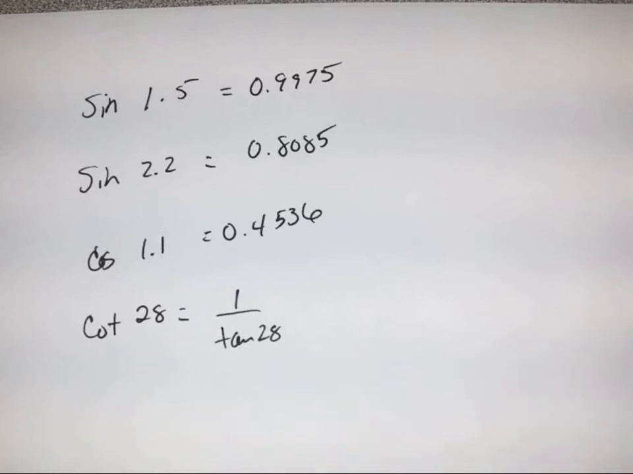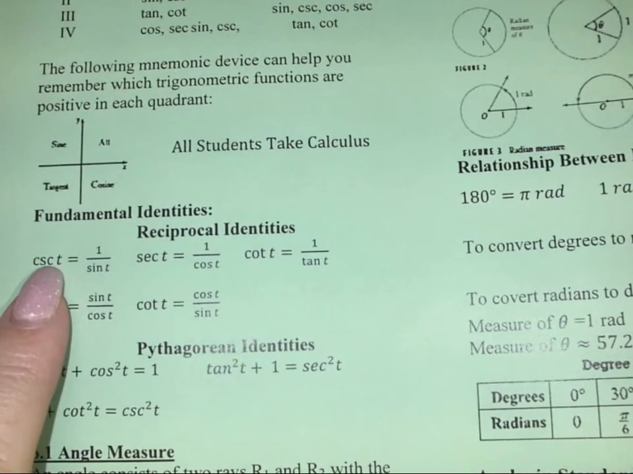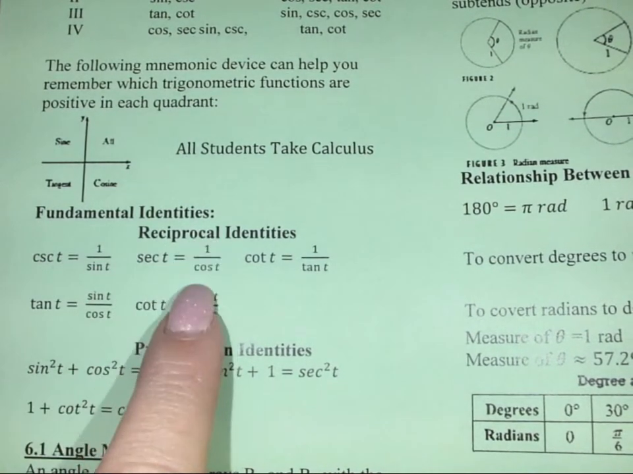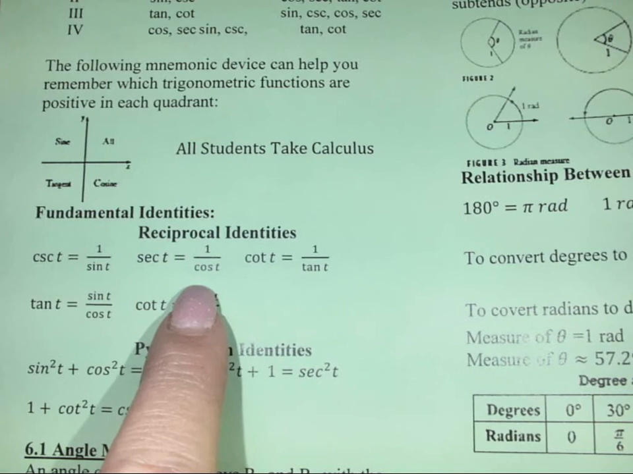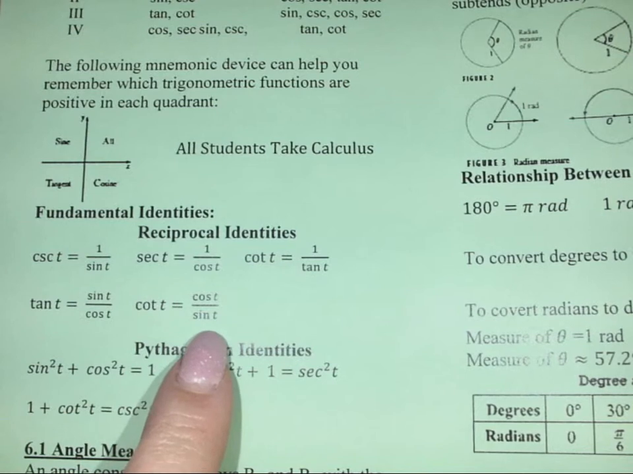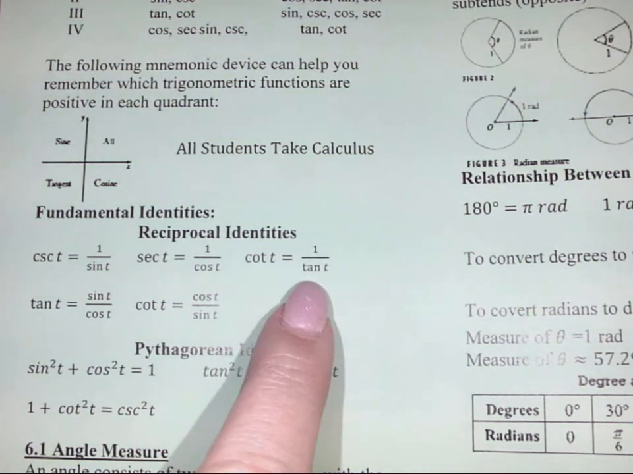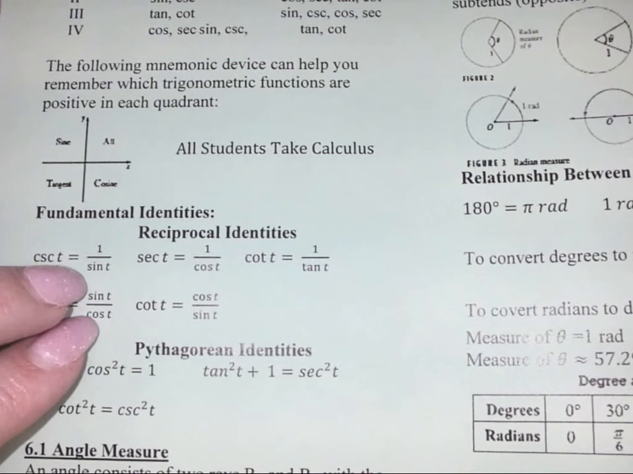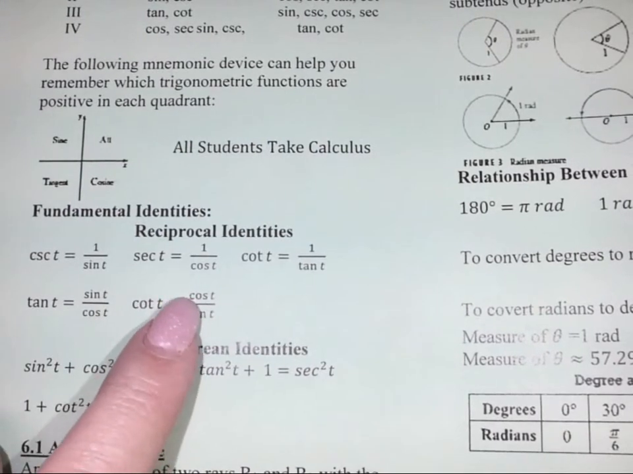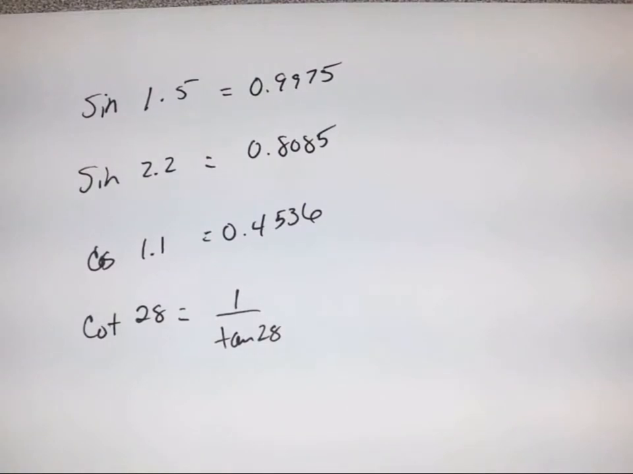Let's go look at the reciprocal identities. Cosecant, we knew, was 1 over sine because it was 1 over y. Secant is 1 over cosine because it was 1 over x. Tangent is sine over cosine, and cotangent is cosine over sine. Cotangent can also be 1 over tangent because instead of dividing by sine over cosine, you'd multiply by the reciprocal. So that's where it can also be 1 over tangent. In a calculator, you need to know that because we don't have any of those buttons. We only have sine, cosine, and tangent.